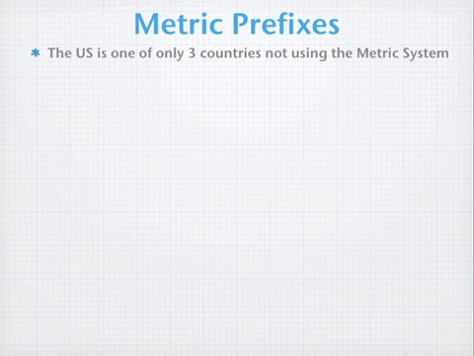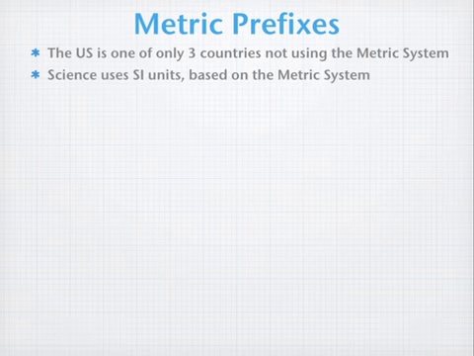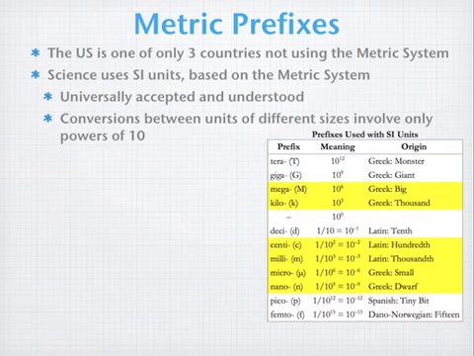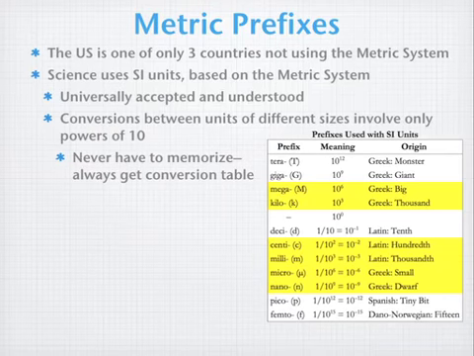The reason we use the metric system in science is because the SI units that we use in science are based on the metric system. It's universally accepted and understood, but more importantly, conversions between 2 units of different sizes involve only powers of 10. Now you see the table to the right with the powers of 10. We'll explain those in a moment. You'll never have to memorize this table. You always get this whenever you need it available to you.